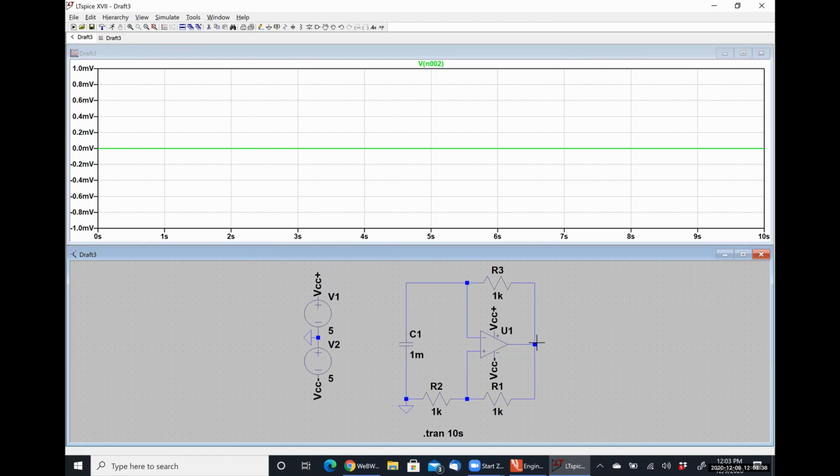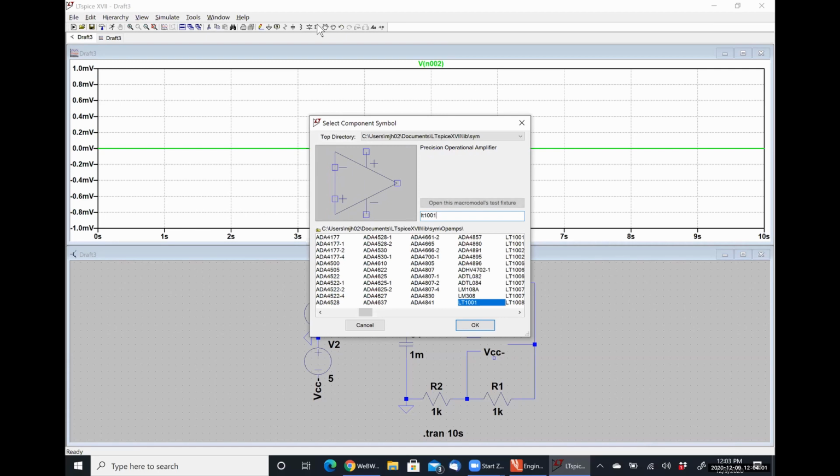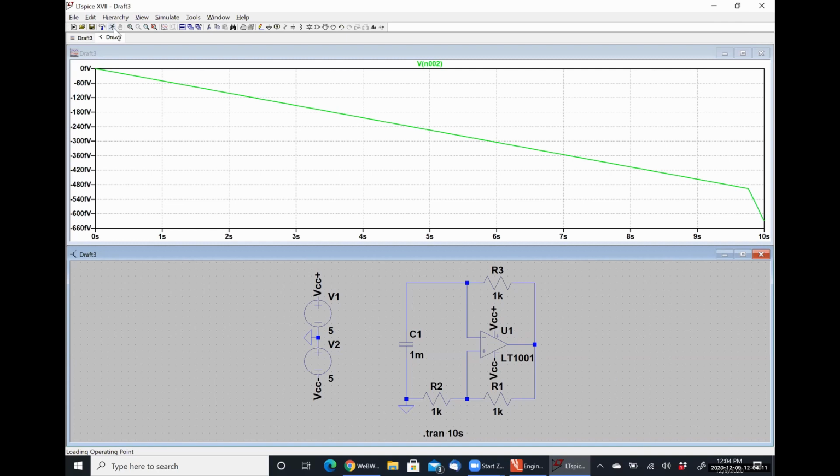Why this is happening is because I haven't forced an initial condition on this circuit to kick it off, because this is an idealized op amp. It requires that. So just to show you exactly what I mean, I'm going to cut that guy off for a second and replace it with an LT1001. This is a Linear Technologies model op amp with its own defined parameters. And I run, and it's not doing remotely what I thought it would be doing.